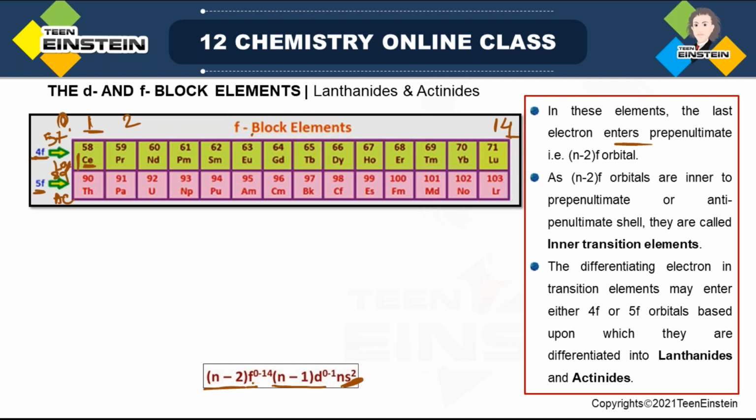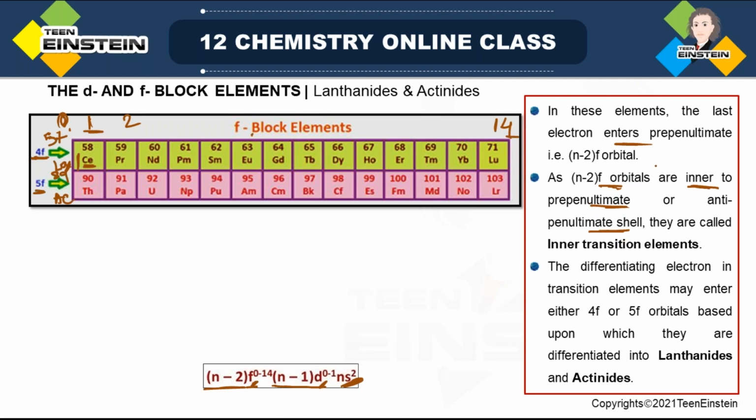Now here we will have f electrons starting from 0 up to 14. So that is why there are 15 elements. And for d electrons, 2 possibilities are there. Sometimes the configuration is d0, sometimes it is d1. And ns is always 2. Now (n-2) f orbitals are obviously inert, located in the pre-penultimate shell. So that is the reason they are called inner transition elements.